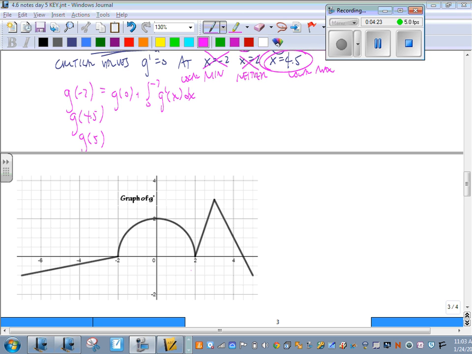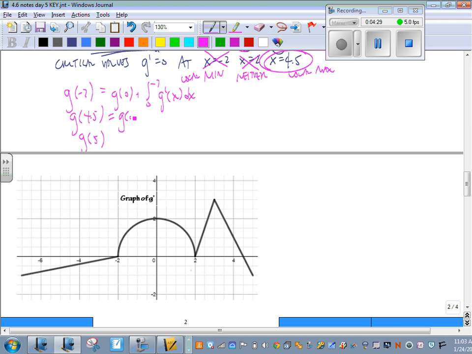So we're finding each one of these values using area under the curve and our formula from earlier. So we have g of 4.5 is going to be g of 0 plus the definite integral from 0 to 4.5 of the derivative of g of x. And the last one is going to be g of 0 plus the definite integral from 0 to 5 of the derivative of g of x dx.